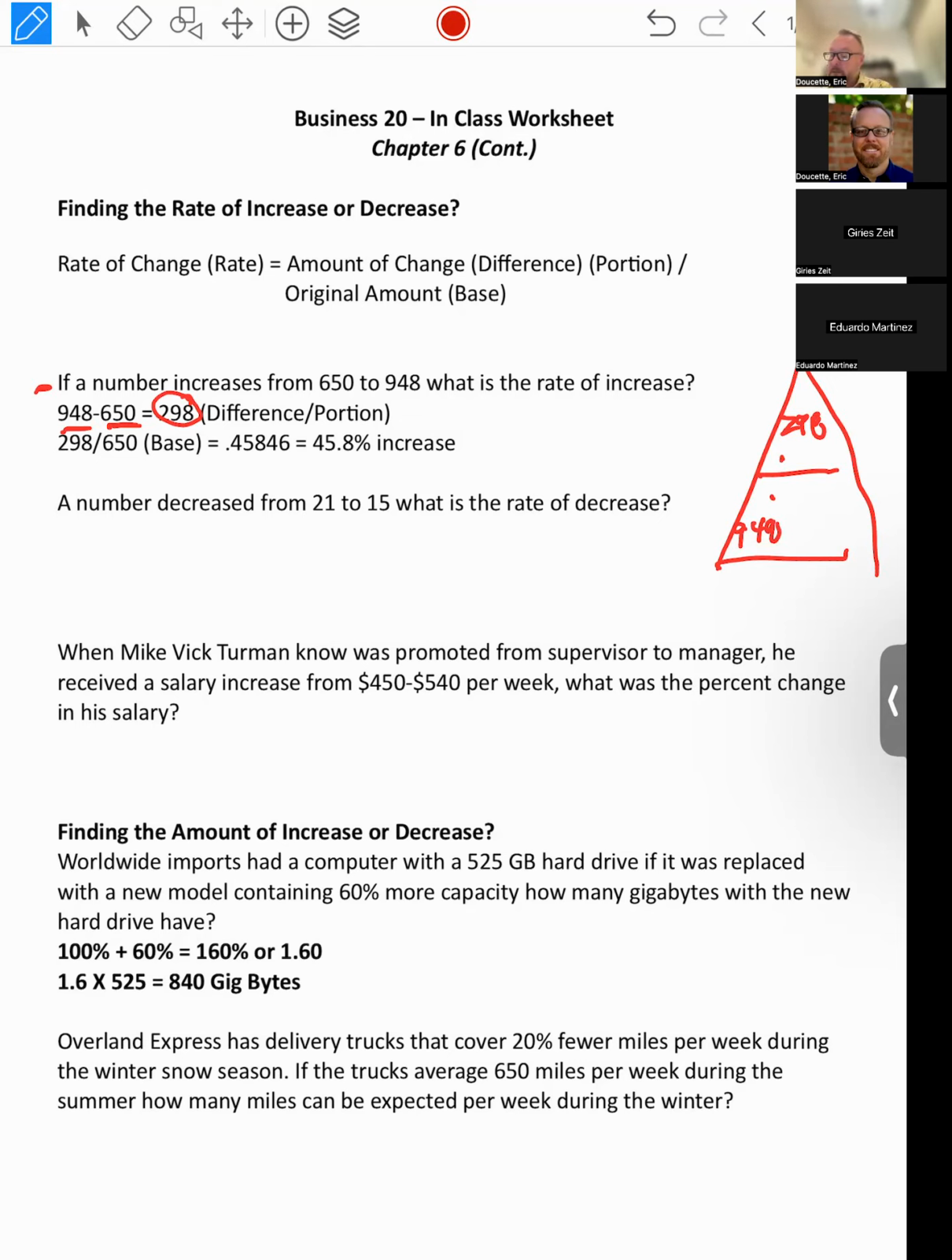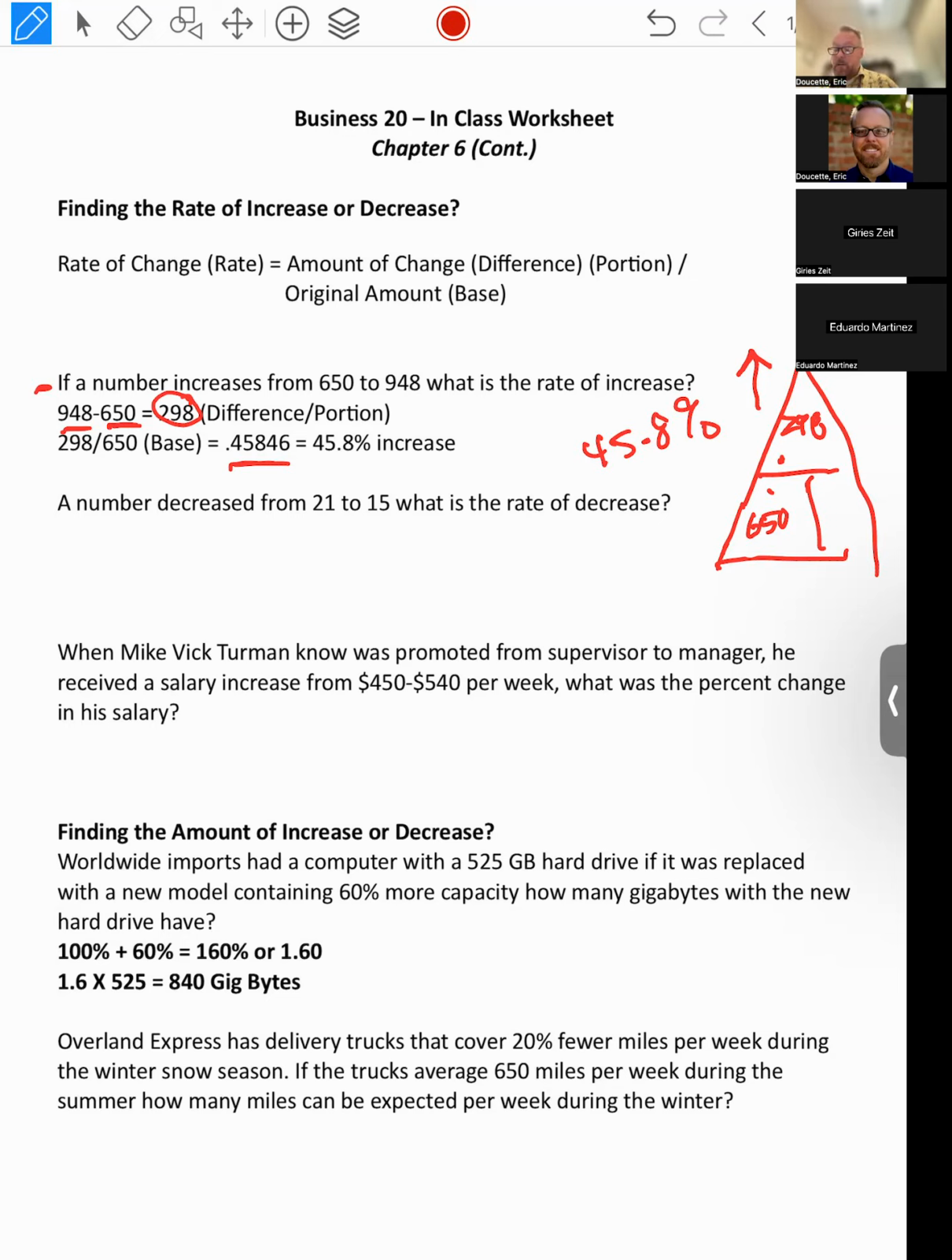I'm sorry, 650 would be your base. That was what you always go with what you started with. My bad on that. 650. So if I divide those two together, as it says here, it comes out to 0.45867, or a 45.8% increase. So again, take your portion or the difference and then always divide it by your original amount. And that would be a 45% increase because it went from 650 to 948. So always start with your base. And your base in this case was 650.